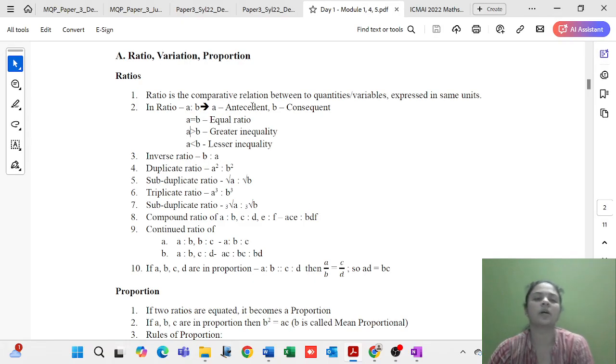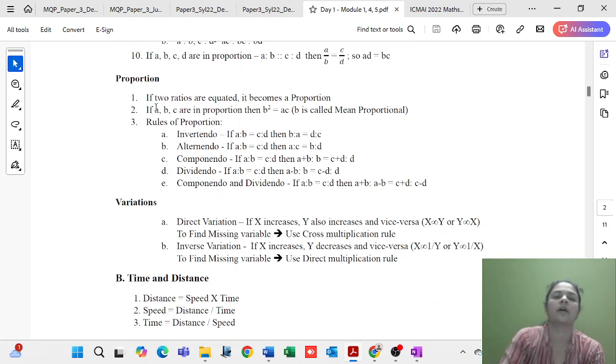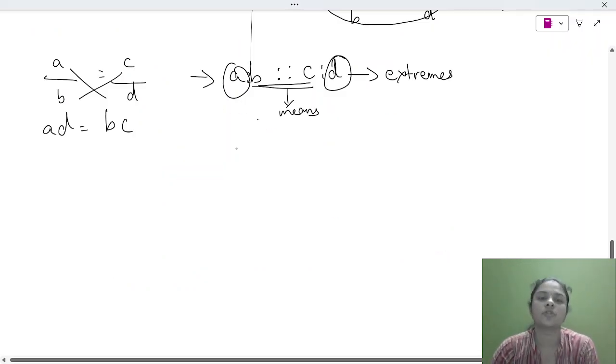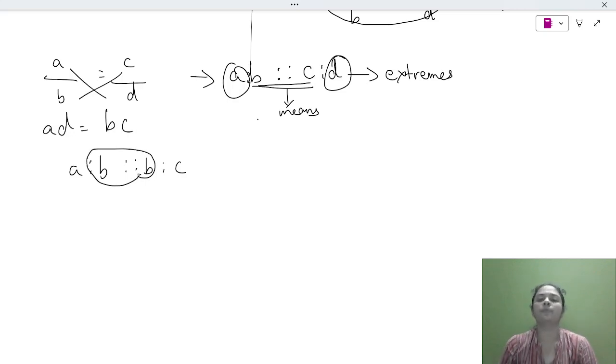Now coming to the rule of proportions. If two ratios are equated, then it becomes a proportion. If A, B, C are in proportion, then the relation is given as B square is equal to AC. Let us assume the ratio is like this: A is to B is equal to B is to C, which means the two means are the same values. So therefore we can write this equation as B square is equal to AC.